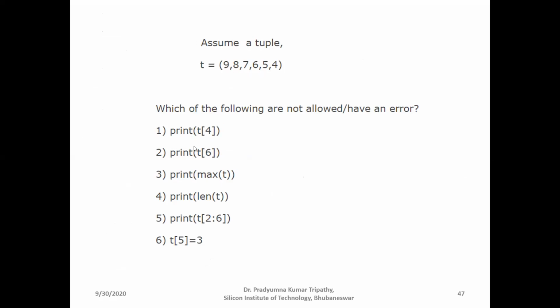T of 4. So last one, 6. T of 5 equal to 3. Yes, sir, the last one will give errors. Otherwise, T of 6 is correct. Sir, is T of 6 correct? No, sir, T of 5 index equal to 3, sir. The index error, sir. T of 6 is an index error. Okay, so the last one is also an error. So from this you can find out which are true and false. Can you find out or not?